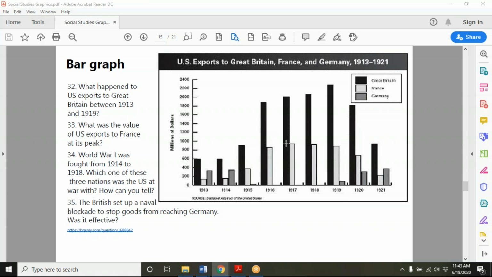Okay, so at its peak, America was exporting about $1 billion of exports to France. Okay, pick a year here, but 1916, 17, 18, 19, all pretty close. World War I was fought from 1914 to 1918. Which one of these three nations was the U.S. at war with? How could you tell from this graph?